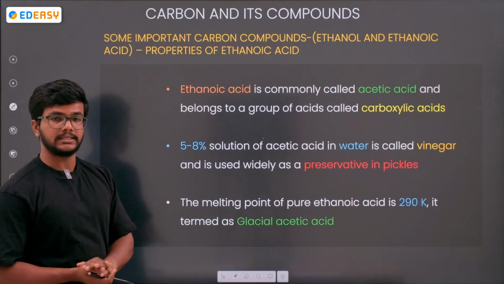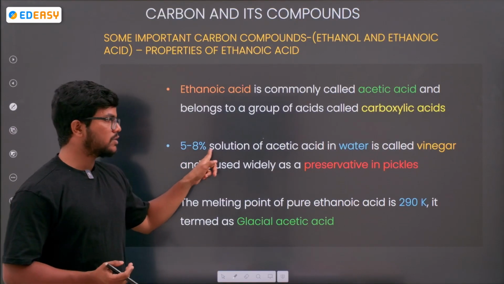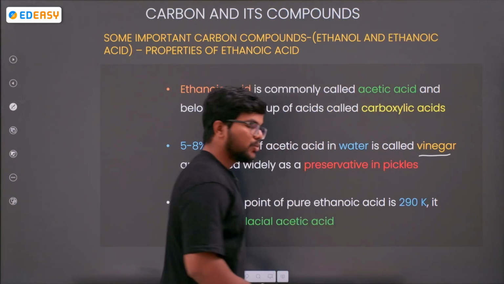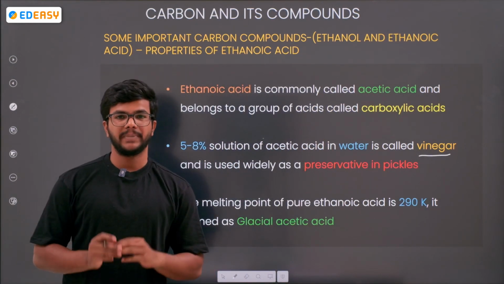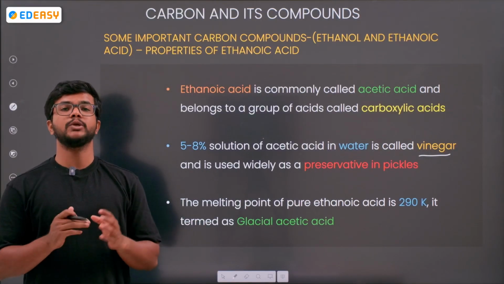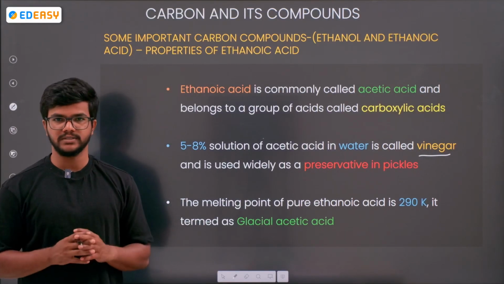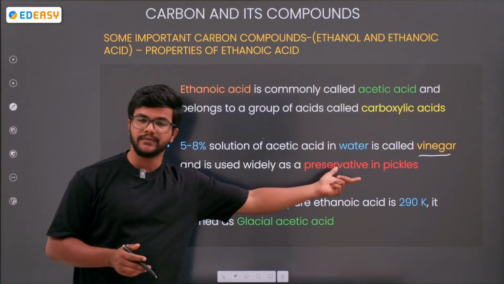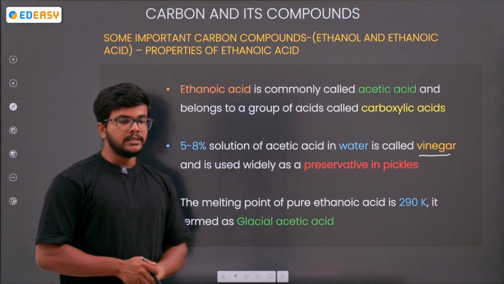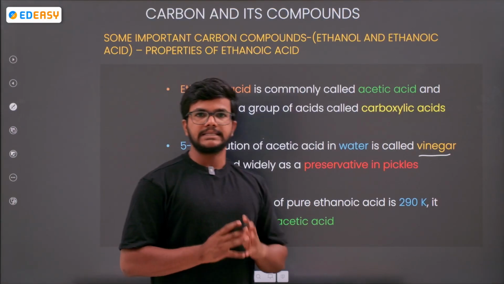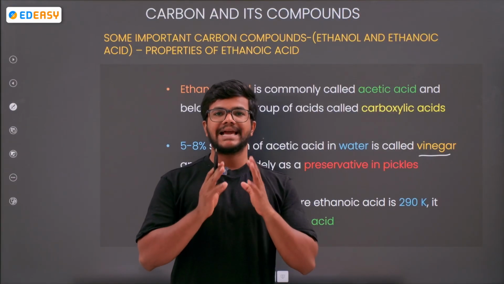An 8 to 10% solution of ethanoic acid in water is considered vinegar, which we use as a preserving agent, or else it can be used in cooking, like Chinese fast food dishes. So vinegar is used as a preservative for pickles. Pure ethanoic acid is also called glacial acetic acid.